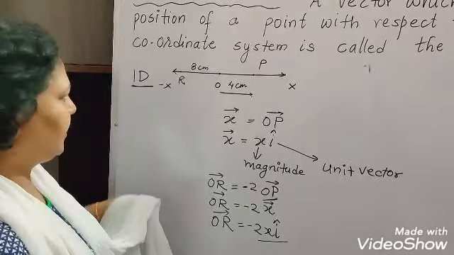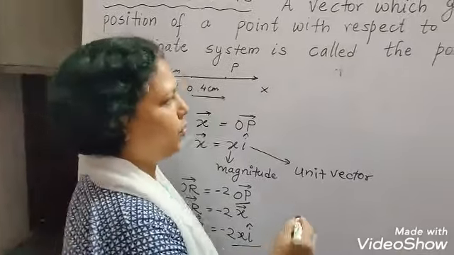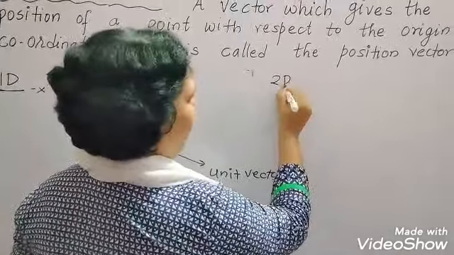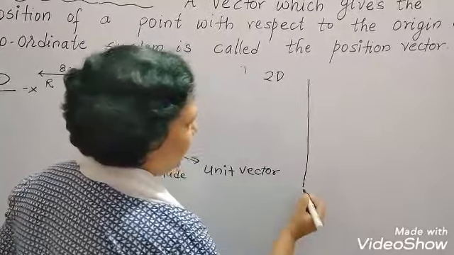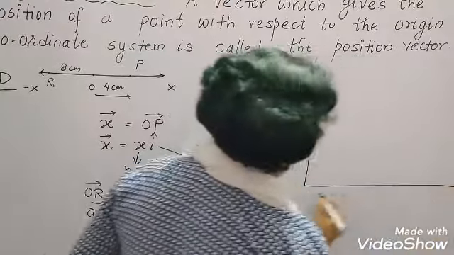Now we'll see here the position vector for 2 dimension. For that we require a Cartesian plane.